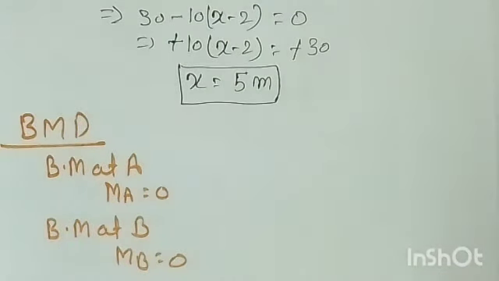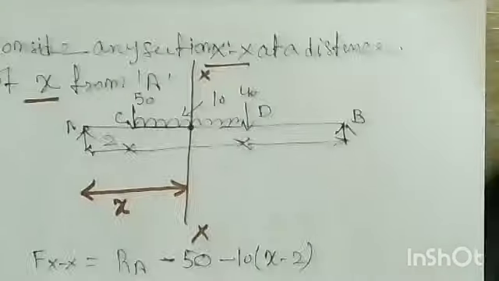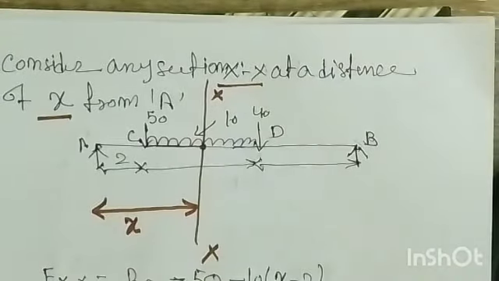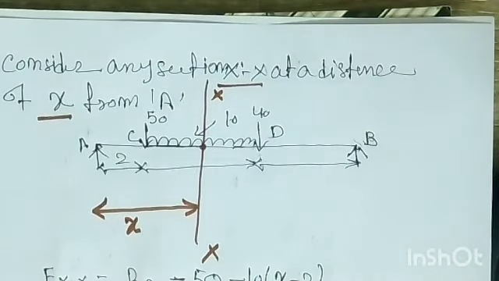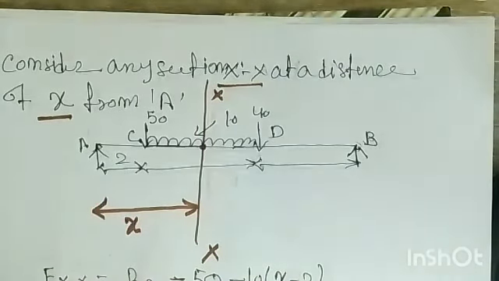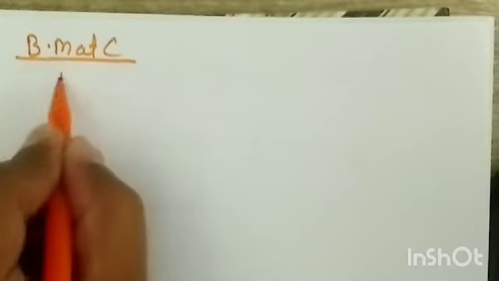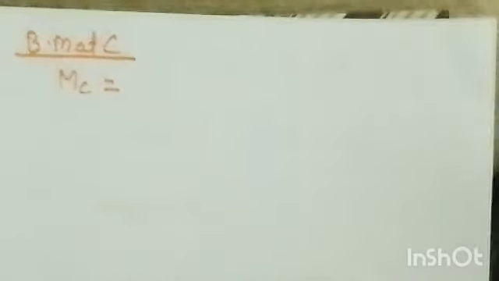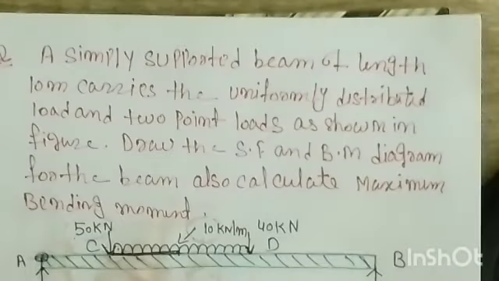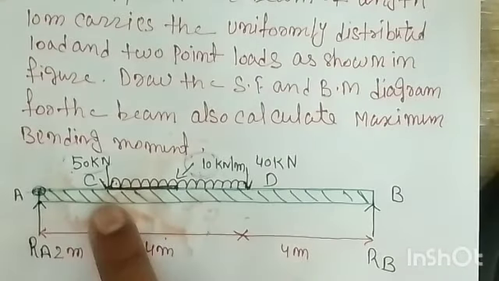Now we find out the bending moment at C, D and the point where the shear force is 0. Here, the bending moment at C, so MC is equal to what? For that we can see the figure. C is this one. MC is equal to what?